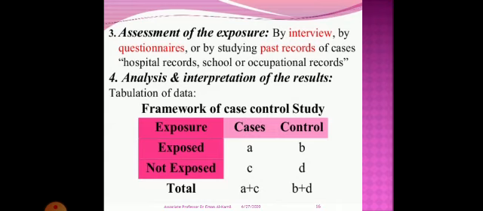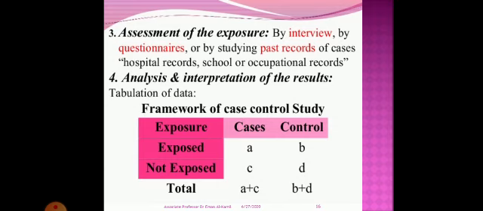The assessment of the exposure is by interviewing, by questionnaire, or by studying the past records, from the hospital, or from the school, or from occupational records. For the analysis and interpretation of the result, we are going to put the 2 by 2 table, and usually we start with the cases and the controls, going downward in the calculation. Then we are going to ask who are exposed and who are not exposed in the two groups.